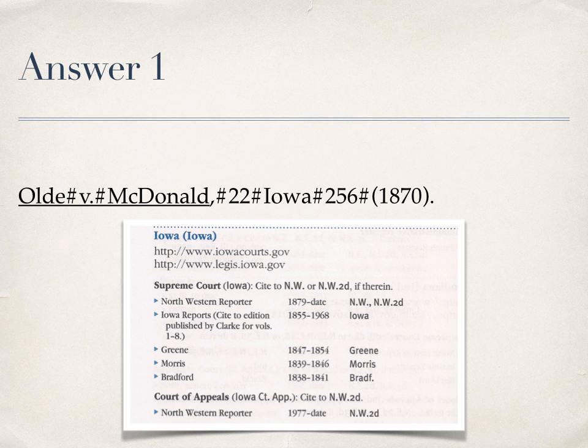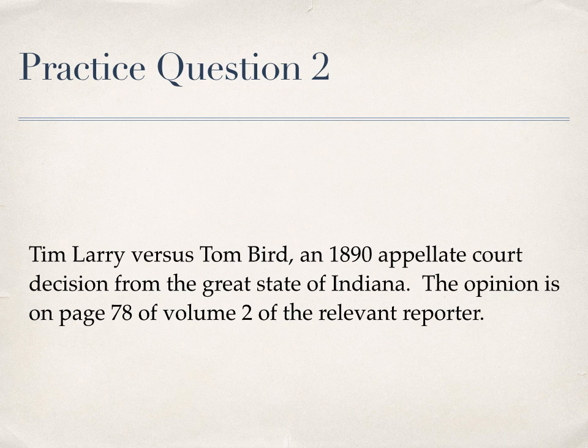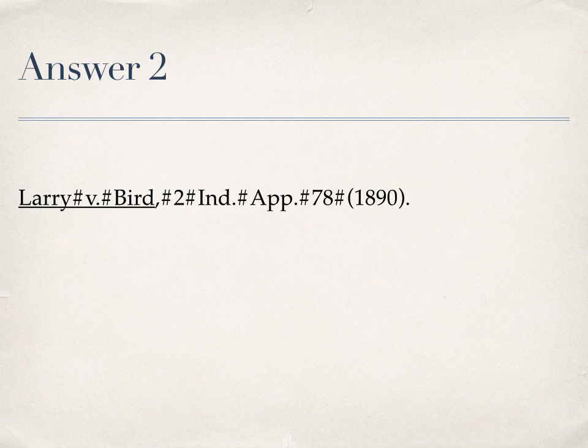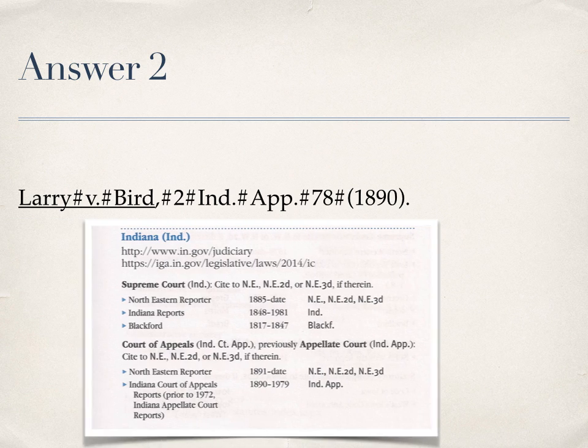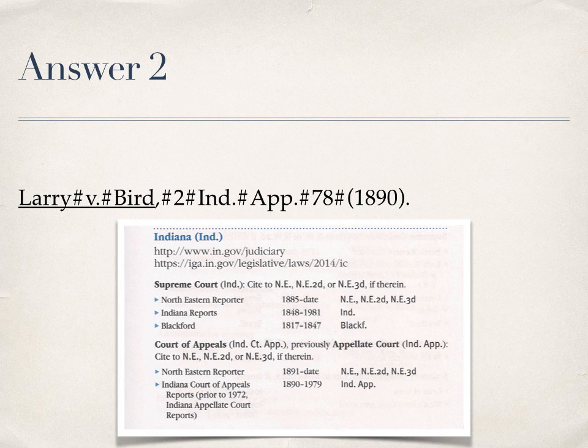Let's try another practice question. Again, pause until you've crafted your answer. How did you do this time? Did you use T1 again to find your relevant reporter and abbreviation? You were told that this was an appellate case from 1890, so the reporter must be the Indiana Court of Appeals Reports, abbreviated IND-AP. How did you do with your court name and jurisdiction in the parenthetical?